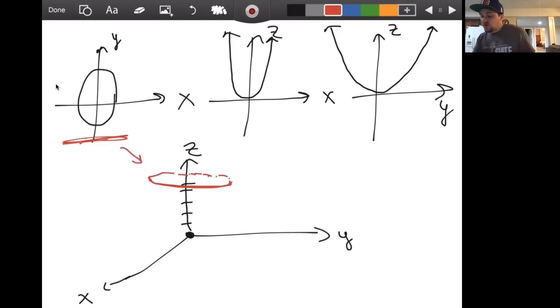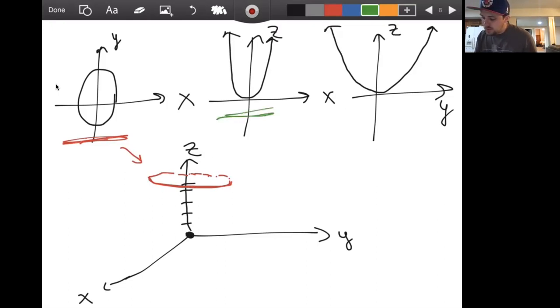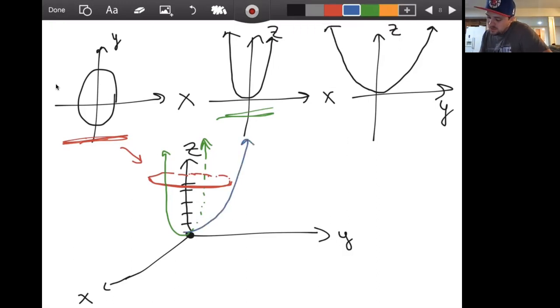Now we have a trace in the xz plane. The trace in the xz plane was a parabola. So that means we have something that looks like this, right? Where that's purely in the xz plane, which is perpendicular to our screen. And then the yz plane should correspond with our screen. And so what about in the yz plane? Well, in the yz plane, we have another parabola like this.